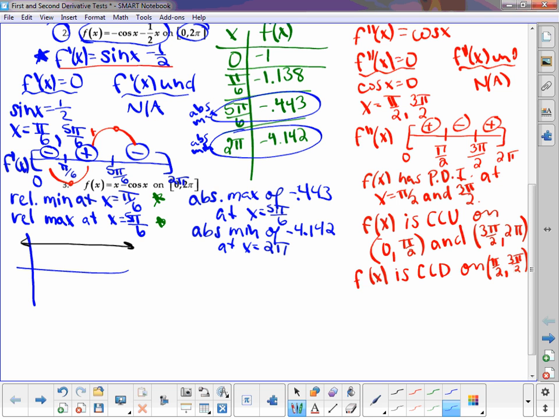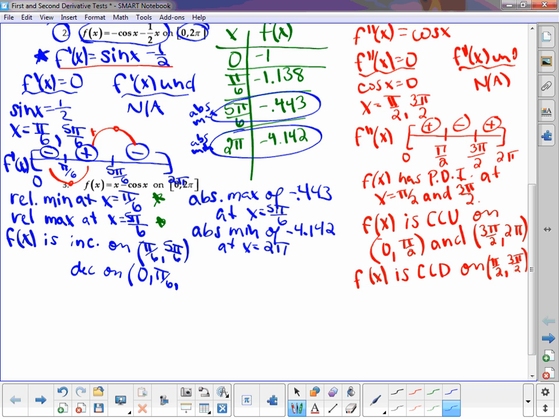Alright, then I think our last thing was increasing, decreasing, right? So that comes back to my first derivative over here. And so we can say f of x is increasing wherever that first derivative is positive, and so what interval would that be? Pi over 6 to 5 pi over 6. Good, pi over 6 to 5 pi over 6. And it is decreasing. We got two intervals for this. 0 to pi over 6. Good. And pi over 6 to 2 pi.